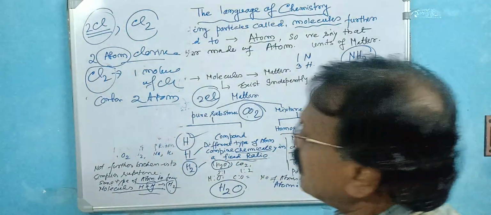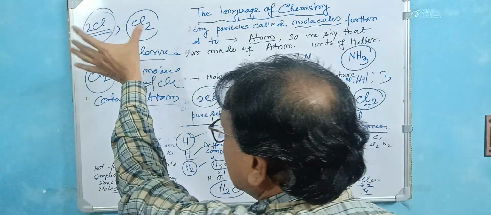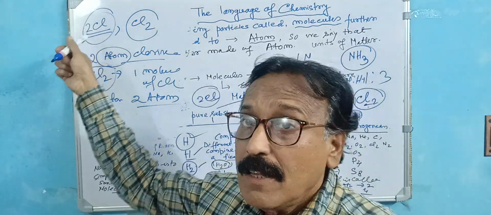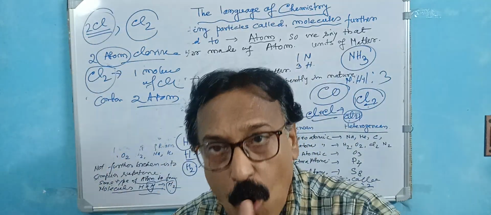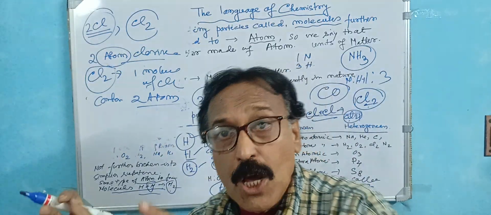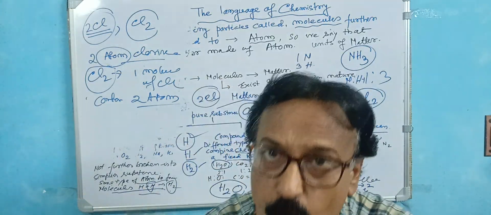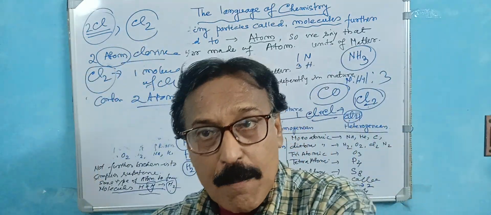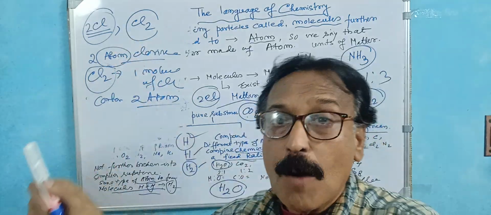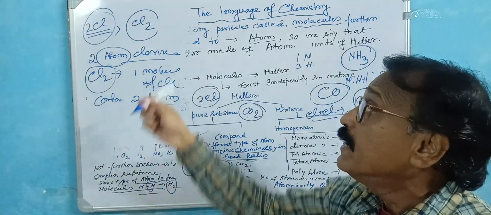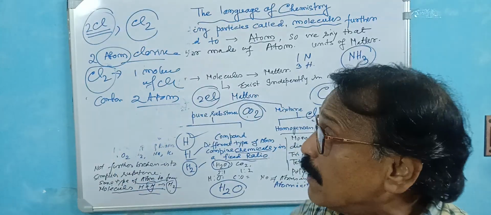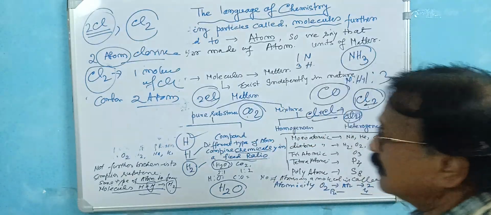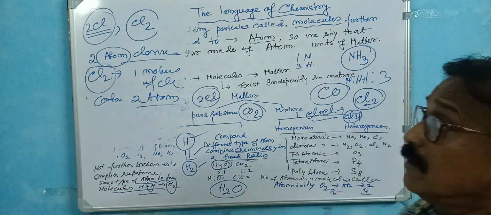I will come to further study for that. This is just the difference. 2Cl means it cannot form a molecule. The molecule form has not been formed. 2Cl means 2 atoms of chlorine only. But Cl2 means they chemically combined to form a molecule: 1 molecule of chlorine containing 2 atoms. This molecule form has been formed, but 2Cl is still in the atomic stage. Okay? That is a very important difference between molecule and atom.